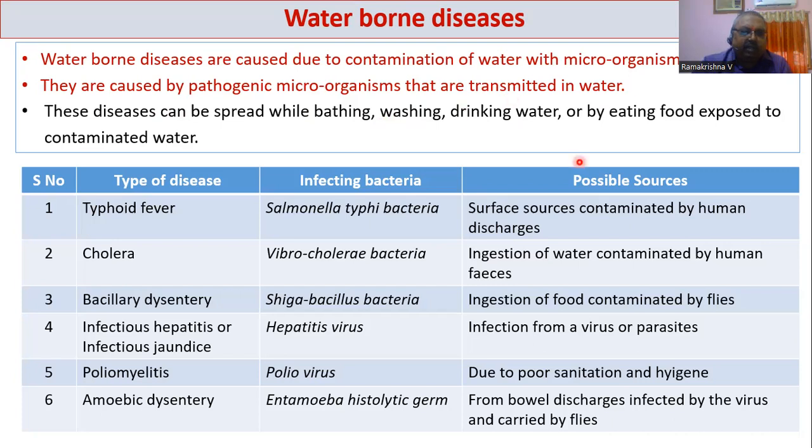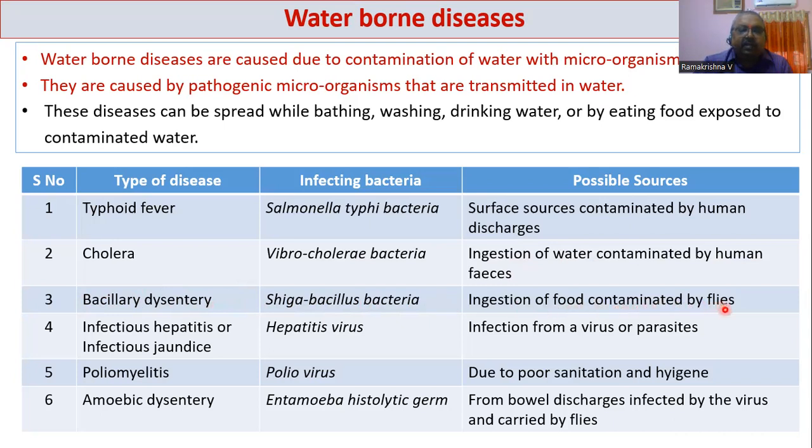So if you look at the common diseases which we call waterborne diseases: typhoid fever, caused by Salmonella typhi bacteria. This is caused by surface sources contaminated by human fecal discharges, right? Cholera, Vibrio cholerae bacteria, through ingestion of water contaminated by human feces. Bacillary dysentery, Shiga bacillus bacteria, through ingestion of food contaminated by flies.